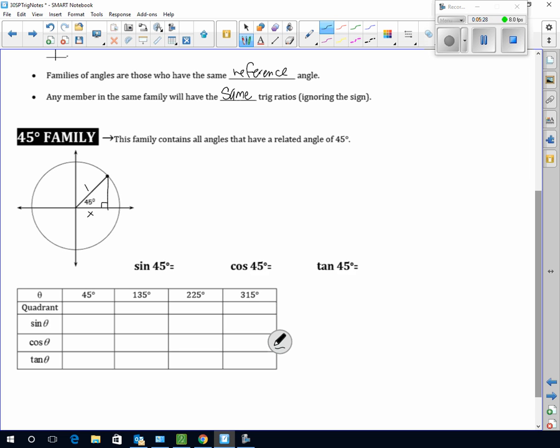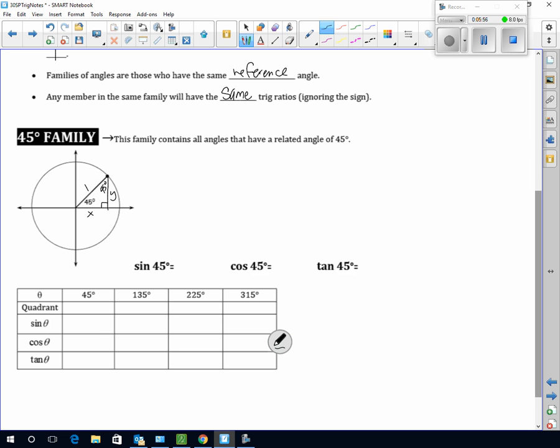But there's something very unique about the 45-degree triangle. The angle is 90, and the other angle is 45. It's an isosceles triangle. So what does that mean if that's 45 and that's 45? What do you know about the lengths, though? They're the same, yes. The x and the y are the same length.